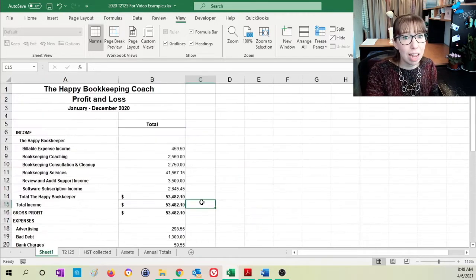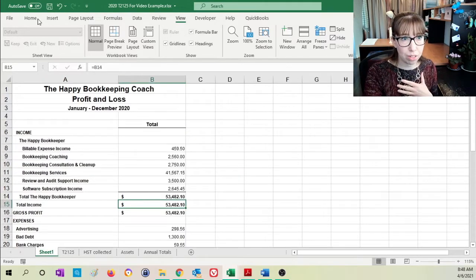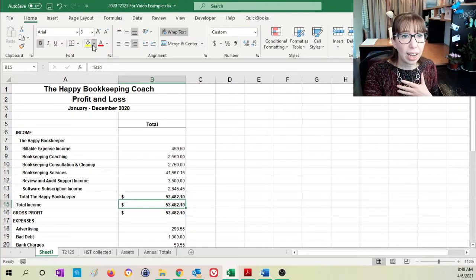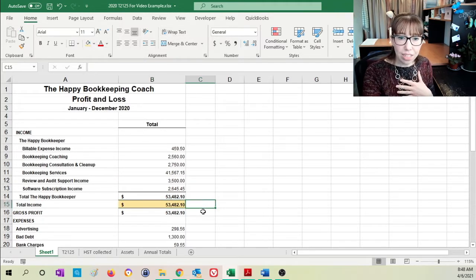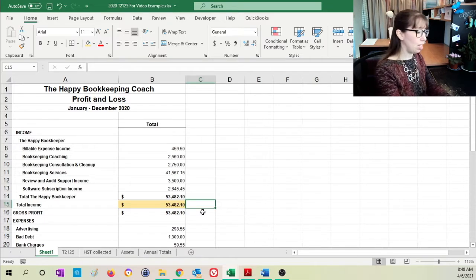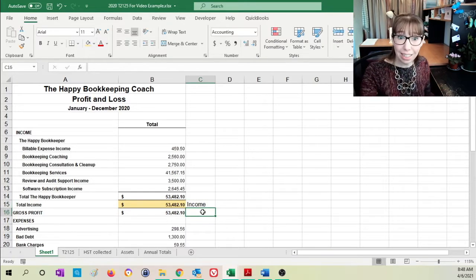Now, every time I do that, this is my personal way of doing it, I go ahead and fill this in peach so that I know that I've done it. Let's make it a little darker. And then on this column, I say where I put it. And I'm just going to say income because that one was easy.